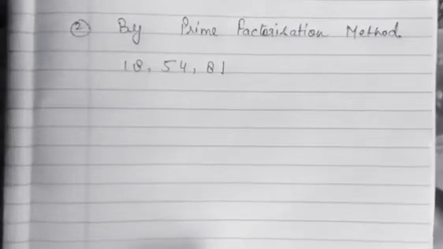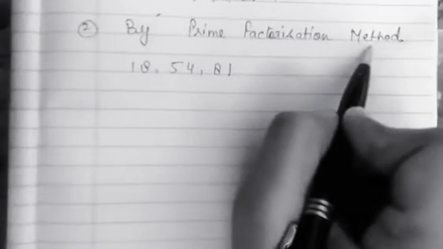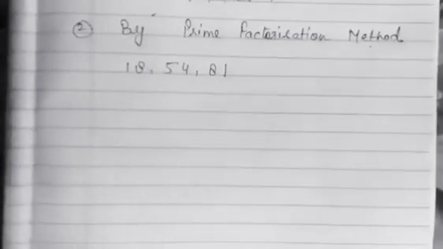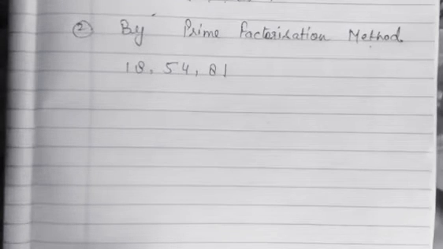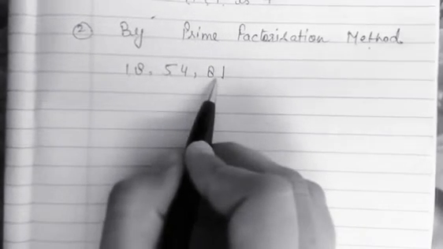The second method is the prime factorization method. The steps: first, find the prime factors of the given numbers. Then find the product. Product means multiplication in maths. So find the product of all common prime factors. The numbers are 18, 54 and 81.